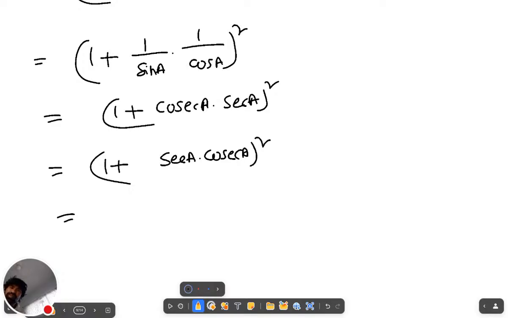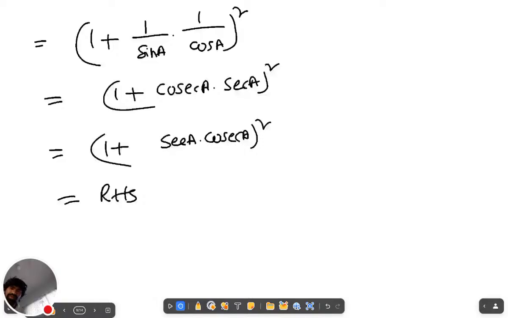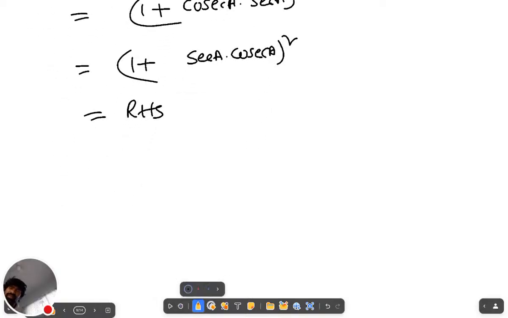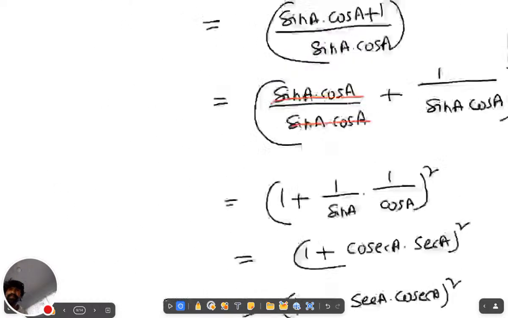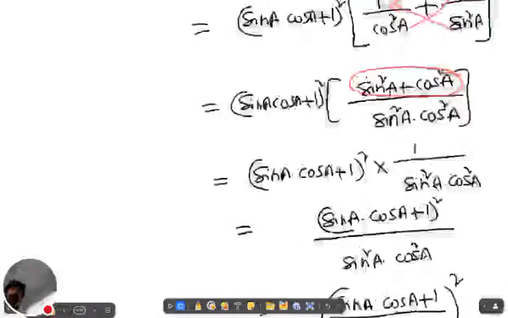So this is nothing but RHS, what we have to prove. So therefore LHS equals RHS, hence proved. So this is the solution for this question. Let's go to the next question.